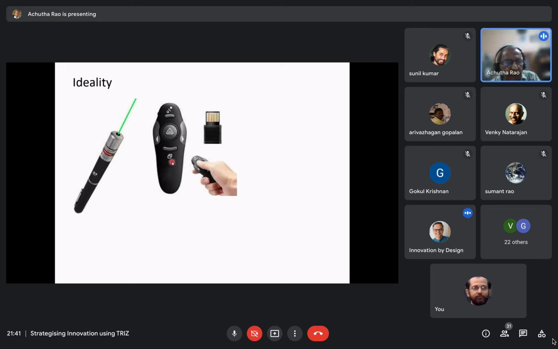So by adding one extra function in an existing system, which is basically necessary, is one of the approaches that we use, ideality. Or the remote of the projector itself, right? We have a button. So this is what ideality we can approach.